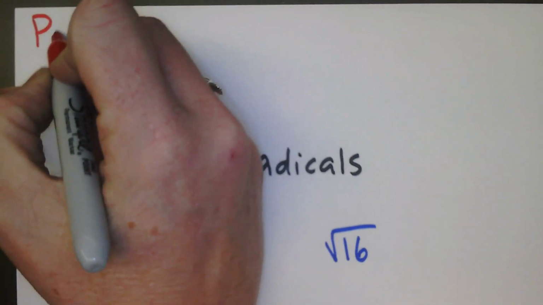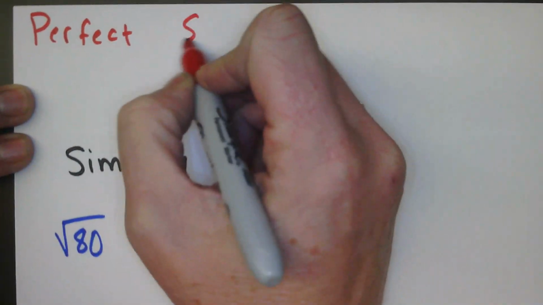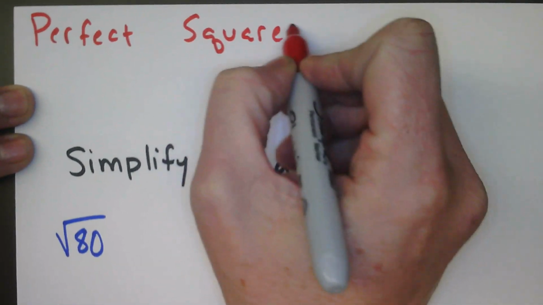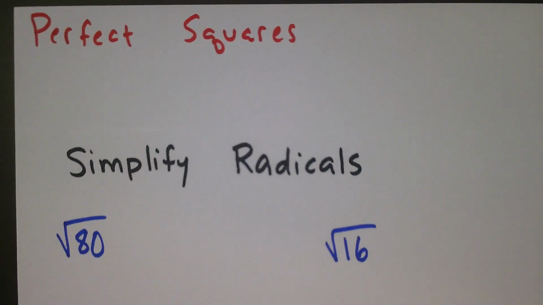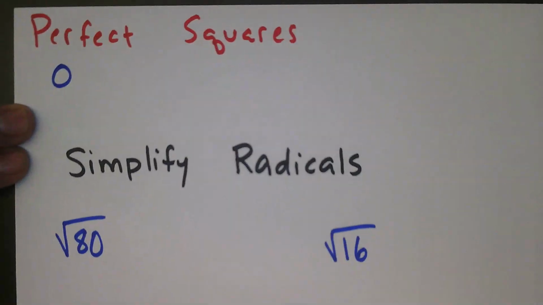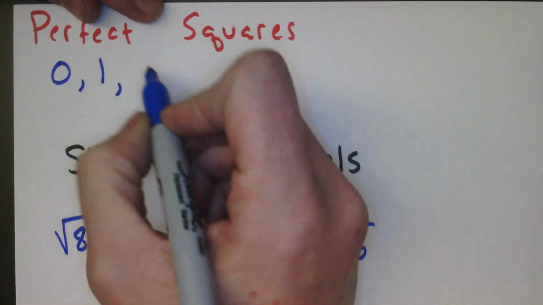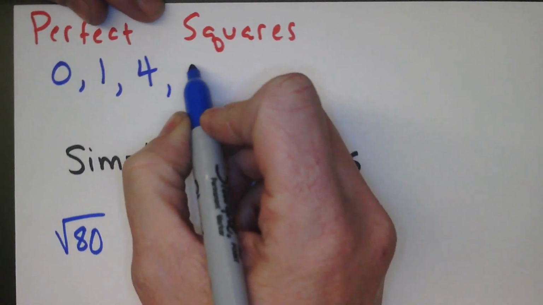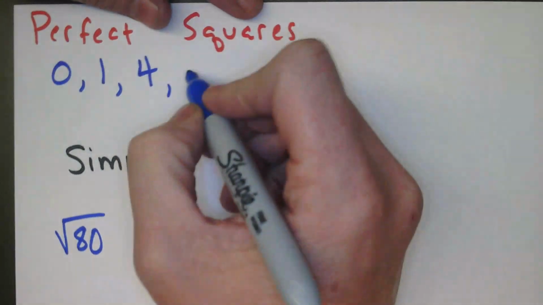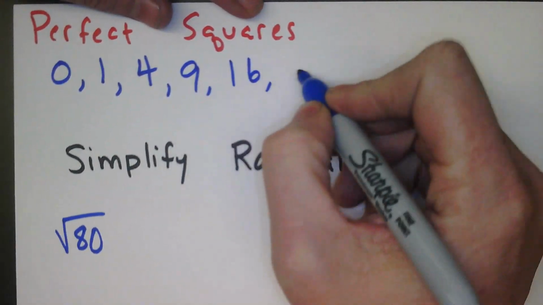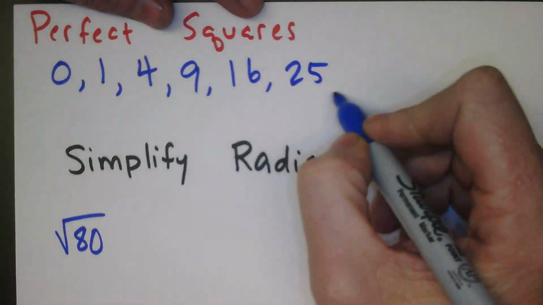The perfect squares are the numbers that we get when we square whole numbers. So we start with 0 and we do 0 times 0 is 0. Then we go to 1, 1 times 1 is 1. Then we go to 2, 2 times 2 is 4. 3, 3 times 3 is 9. 4 times 4 is 16. And we just kind of continue that pattern.